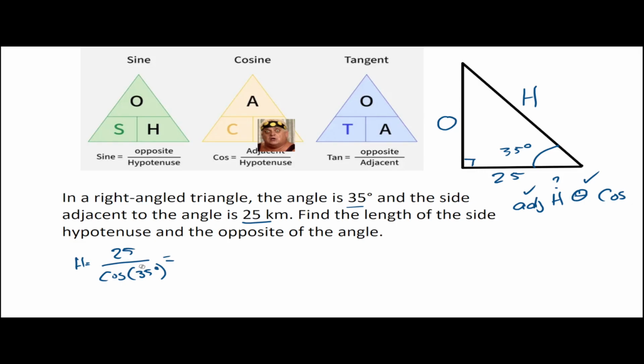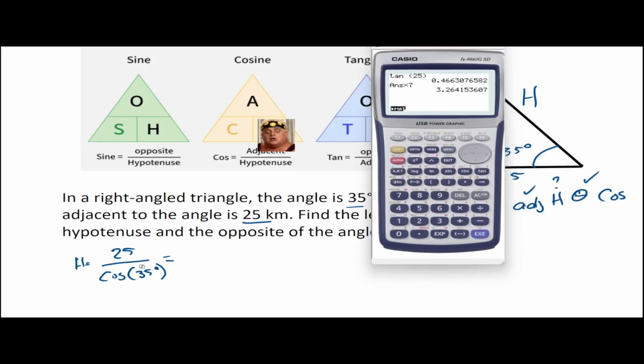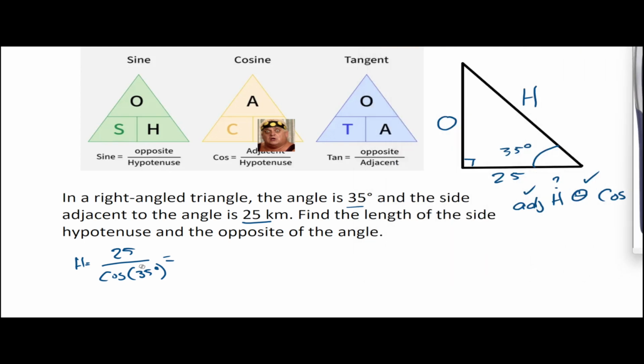And we need to grab the calculator for that. So 25 divided by, and I'm going to put it in brackets, because on these Casio calculators you just got to be a bit careful. And we get 30.52 kilometers. And that makes sense. If the adjacent side is 25, the hypotenuse side is the longer side, so it's going to be more than that. So that makes sense.